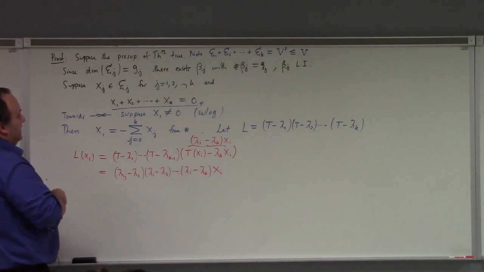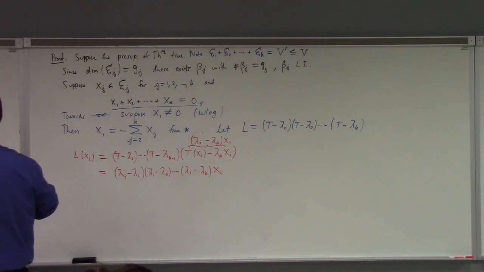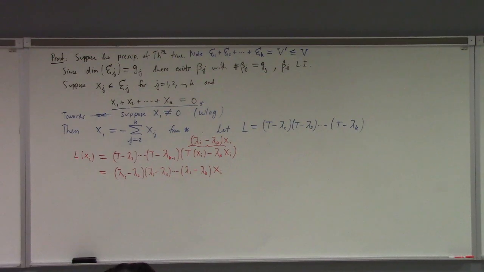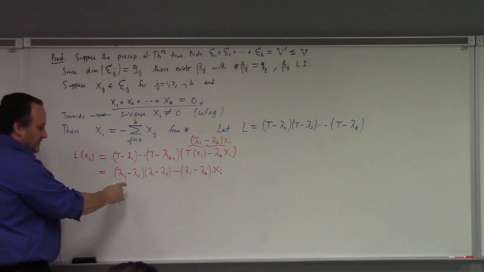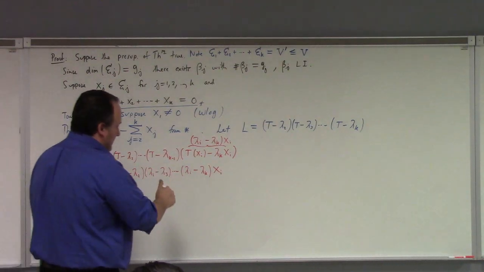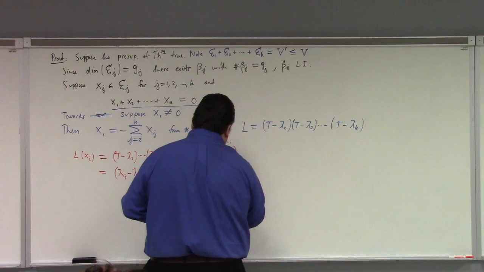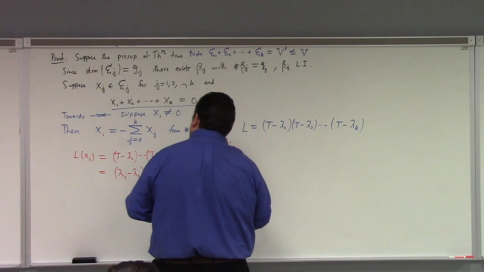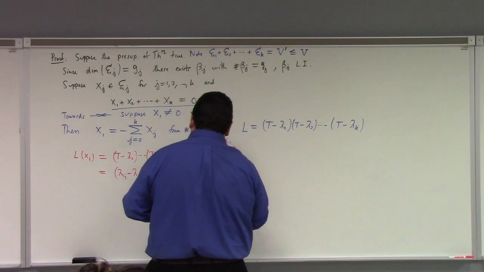What did we say about the eigenvalues? Distinct, right? What does that mean? That means non-zero. All these are non-zero, right? So altogether, this is not equal to, oh man.